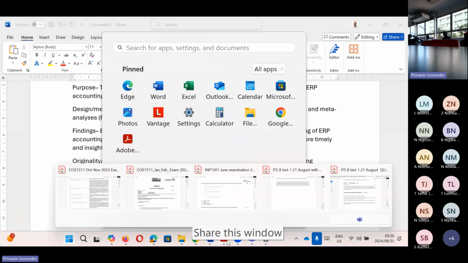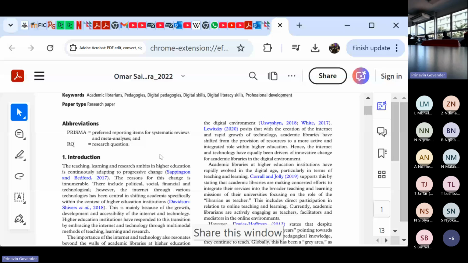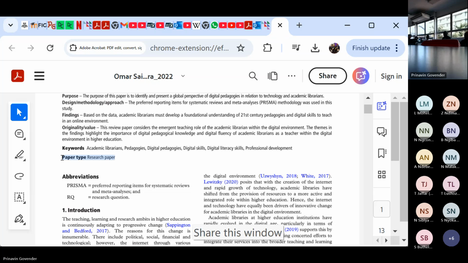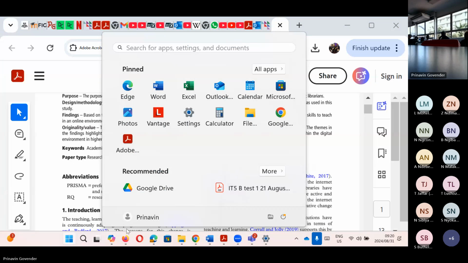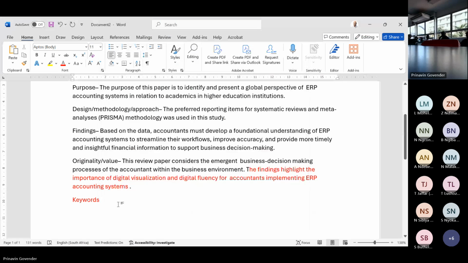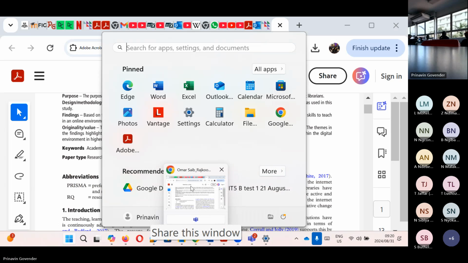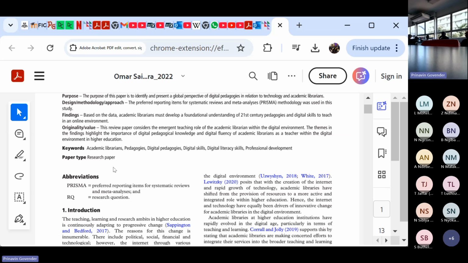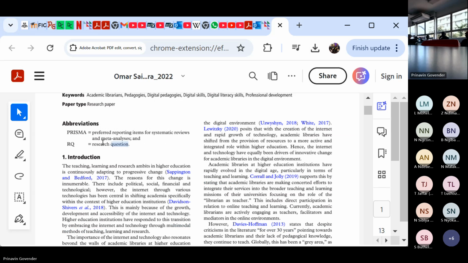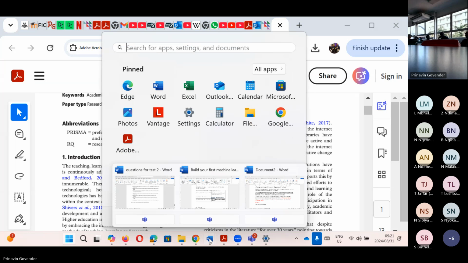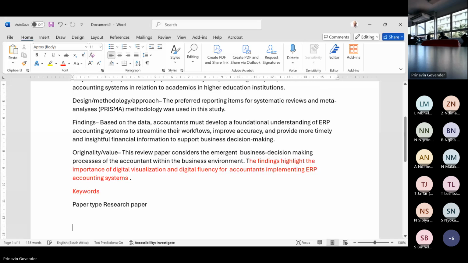Right, let's go back to the article. Abbreviations. Ooh, we need these abbreviations, right? We need these abbreviations, right? The paper type is a research paper. Copy the text. It's a research paper. And right, abbreviations. Don't we need this later? Lucy? Right, we need this.